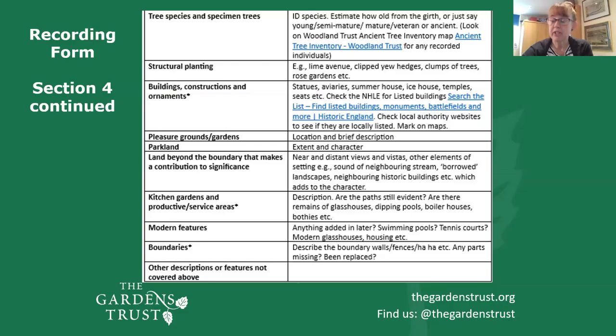The two boxes for modern features and boundaries are self-explanatory, and the final box is for anything you think is not being covered above. So thinking of some of the landscapes I know are being researched, I could think of something like a garden railway or a small menagerie of animals, for example.